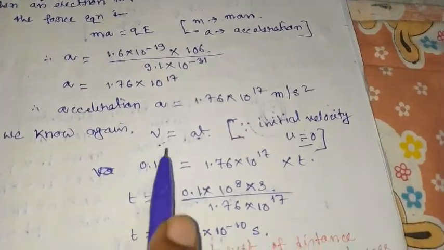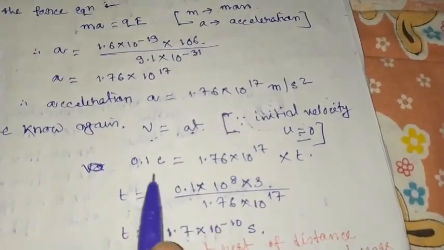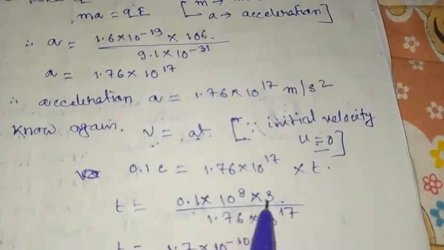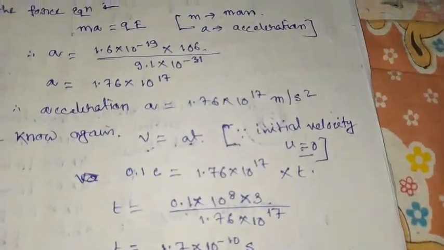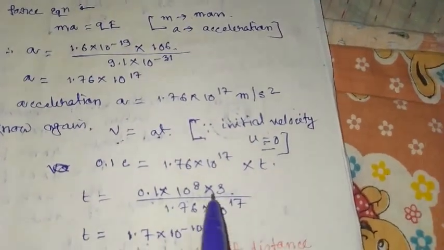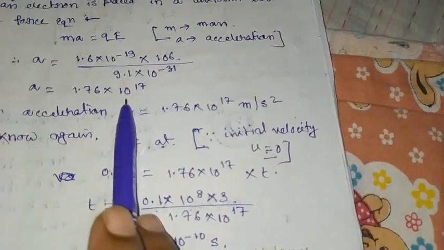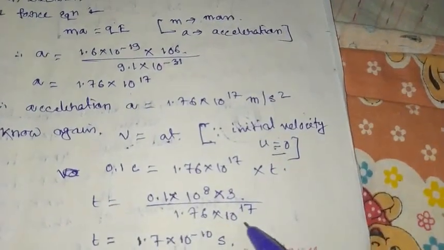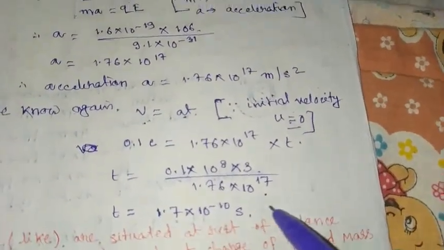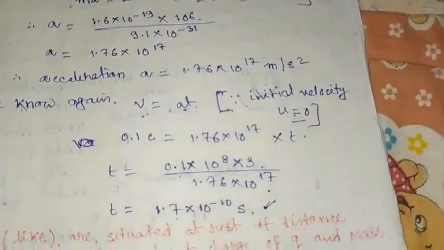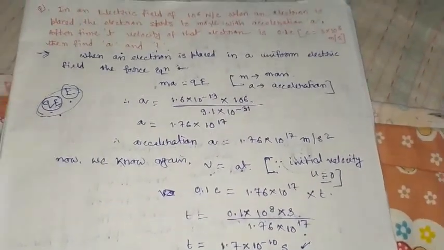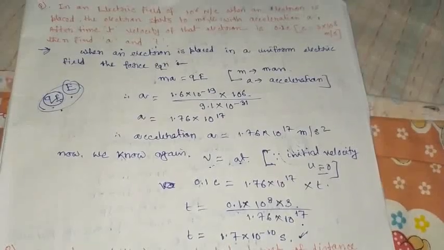So t equals v by a, and you can put the value of v as 0.1 times 3 times 10 to the power 8, divided by 1.76, the value calculated here for acceleration a, and t is this value. Okay, it's very easy, you can see it again.